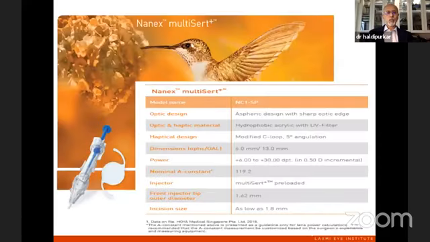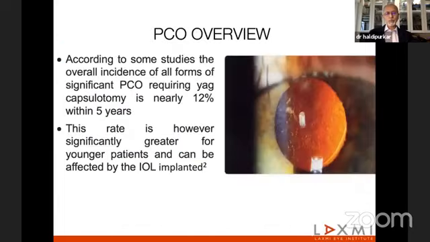Now we come to the product that I'm talking about, and that is Nanex Multicert. This lens is obviously hydrophobic with a UV filter. It's 6 millimeter by 13 millimeter. It has an angulation, and it goes through an injector whose outer diameter is around 1.62 millimeter. So effectively, through an incision size of 1.8, this lens can be easily inserted.